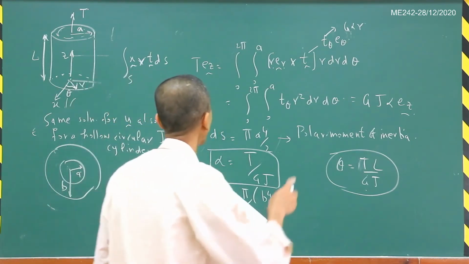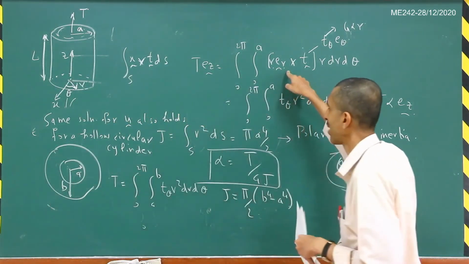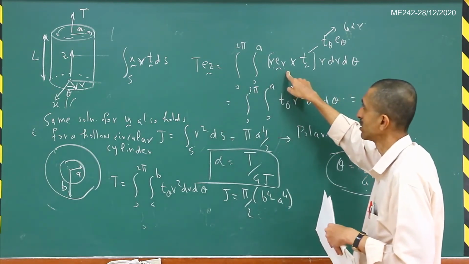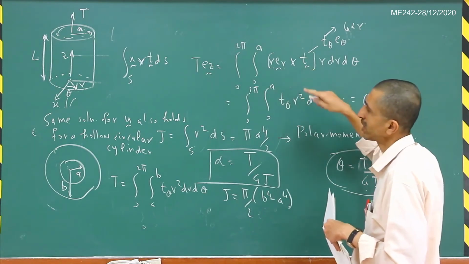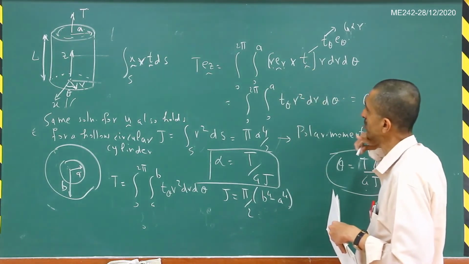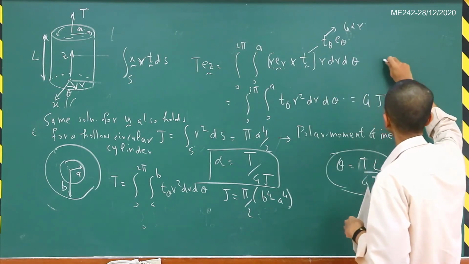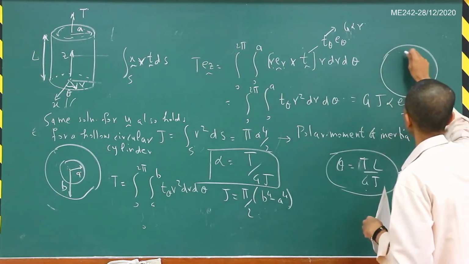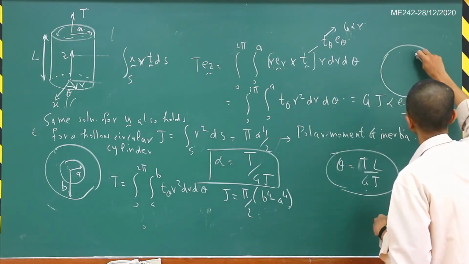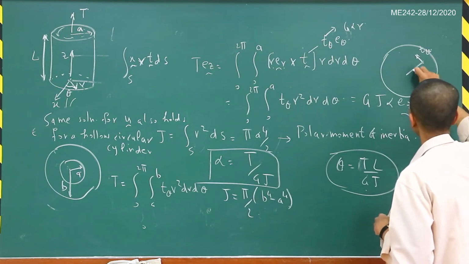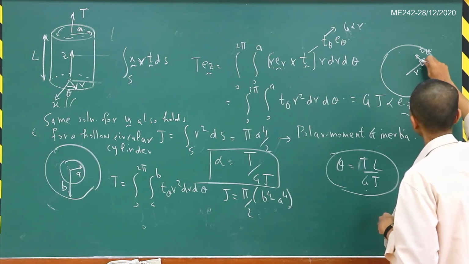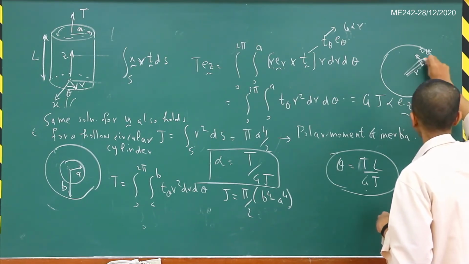Here I have used the mathematical expression for this, that is T e_z is equal to r e_r cross t, but we can also argue about this physically. Suppose you have a circular cylinder and this is your t theta, correct? That is acting at a radius r, so t theta is acting on r dr d theta, correct? So this is your element of area, r dr d theta.